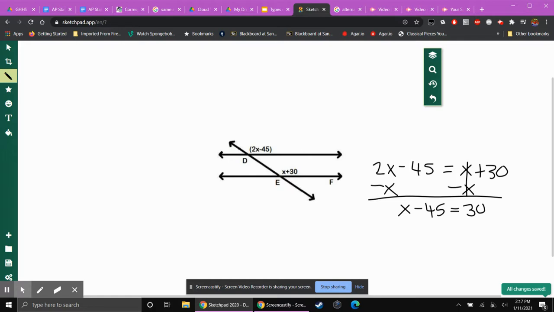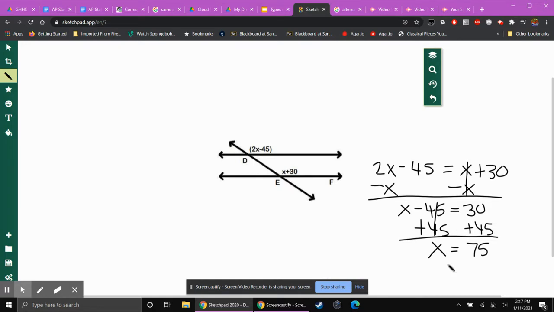Now, we want to move this minus 45 to the other side. So we're going to do that by doing plus 45 on both sides. Minus 45 plus 45 cancels out because that becomes 0. You're left with x is equal to 30 plus 45, which is 75. Are we done yet? No, we're not. Okay.